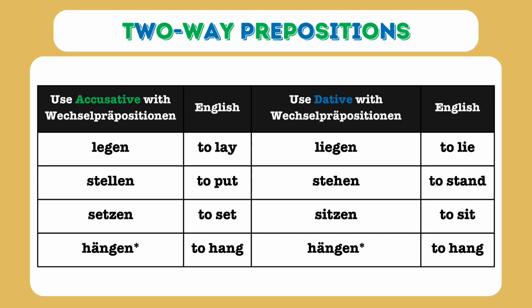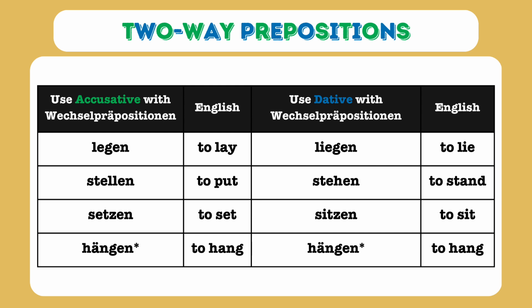Sitzen, by contrast, is the static location that results from setzen. So sitzen tells us that they are sitting. Er sitzt auf dem Sofa would be he is sitting on the sofa. The weird one is the one at the bottom of the list, which is the verb hängen. Hängen can be either or.